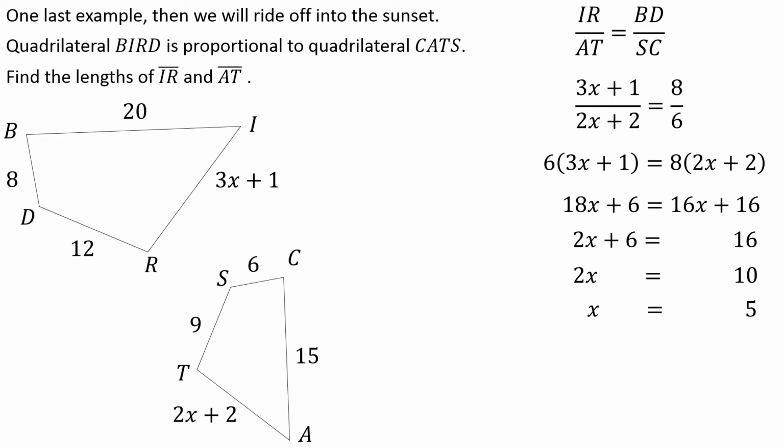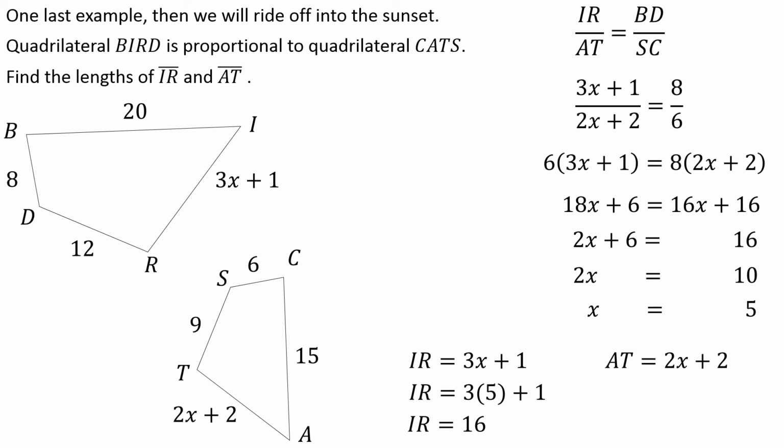Now, before I start celebrating, I've got to look back and say, ooh, I'm not looking for X. I want the length of segment IR and the length of segment AT. Of course, IR equals 3x plus 1. Substitute the value for X, get an answer. AT, of course, is 2x plus 2. Substitute the value of X, calculate, get an answer.